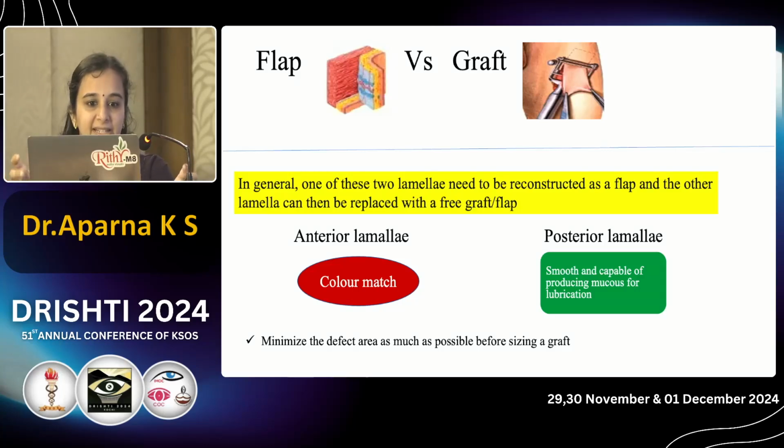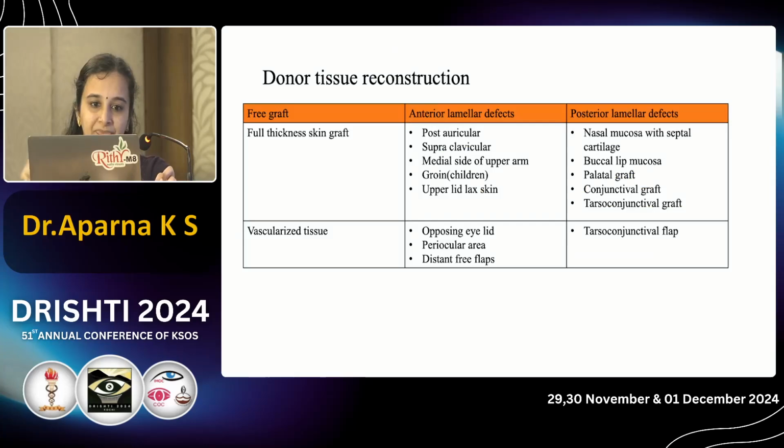Flap is basically a tissue with its own blood supply, and graft is a piece of tissue without a blood supply. So in general, if one of the lamellae needs to be reconstructed, we have to use a flap, and the other lamella can be replaced either with a graft or flap. For anterior lamella, the graft or flap should match the color of the surrounding tissues, and posterior lamella should be with a tissue which is smooth and capable of producing mucin for lubrication.